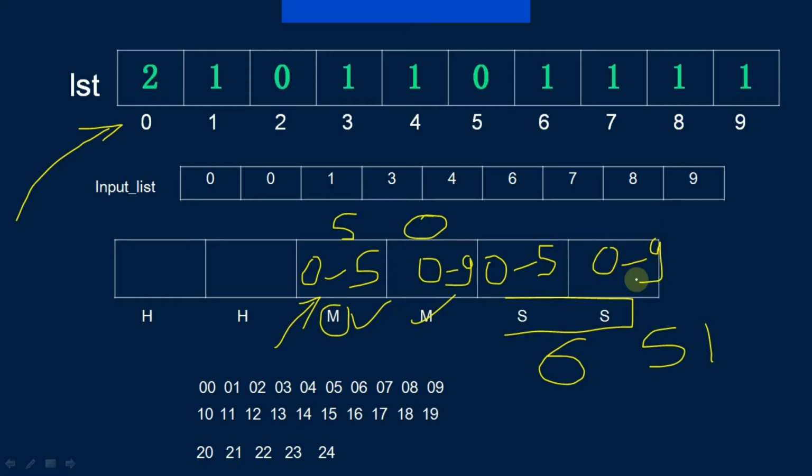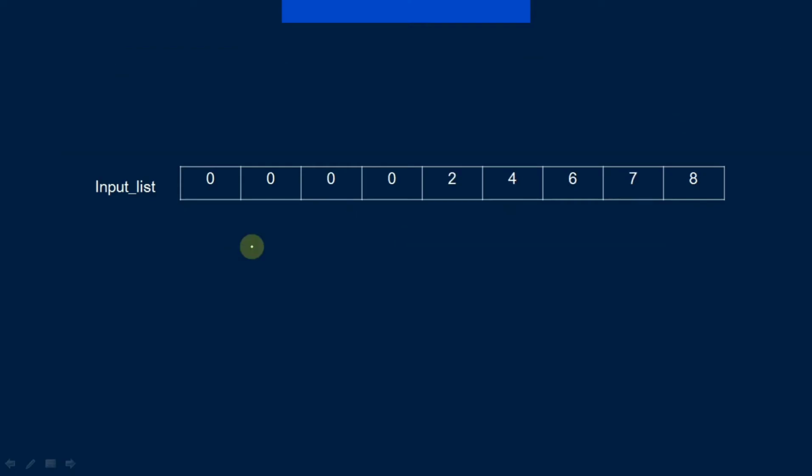So that will be the valid second format. Okay, so I hope till now you have no doubt and you get an idea about how we are formatting the time in 24-hour format. Before moving towards code, let's observe this input list. In this input list we have 4 times 0, and then 2, 4, 6, 7, 8.